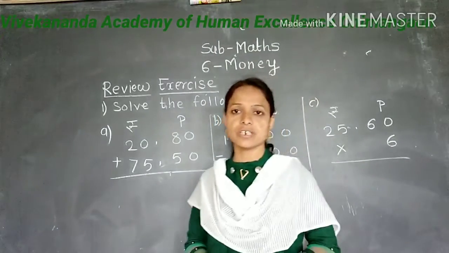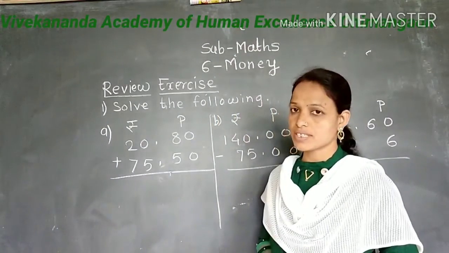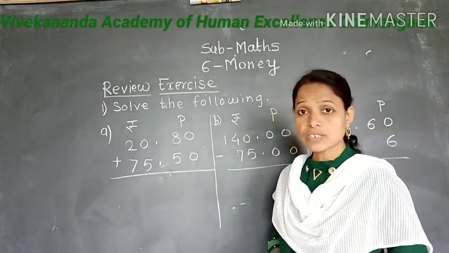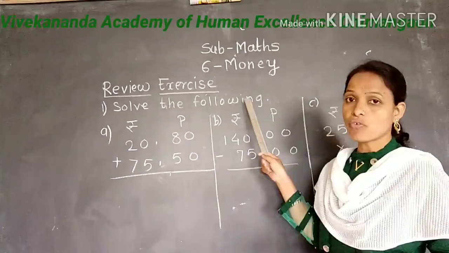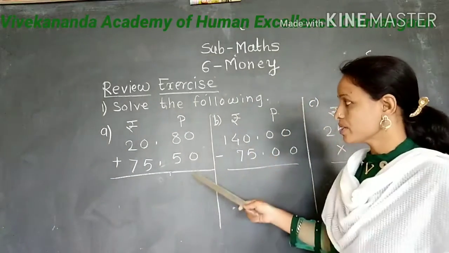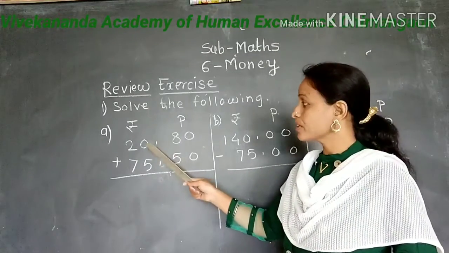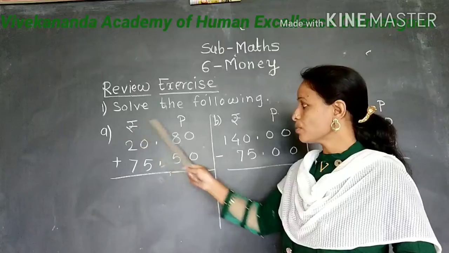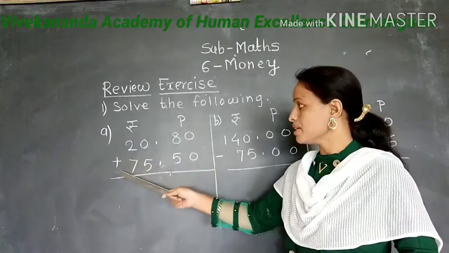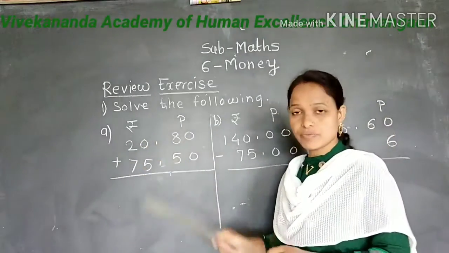Hi student, now we will solve the review exercise. So look here, first question, solve the following. Okay, so here the first question is of addition of money. Look here, 20 rupees 80 paise plus 75 rupees 50 paise.